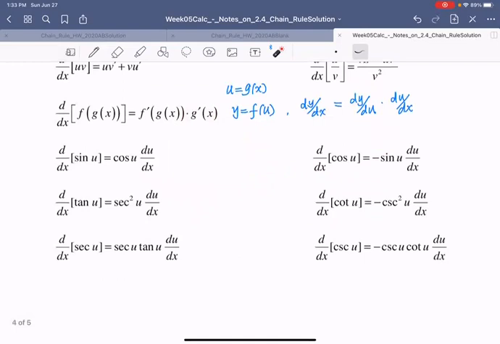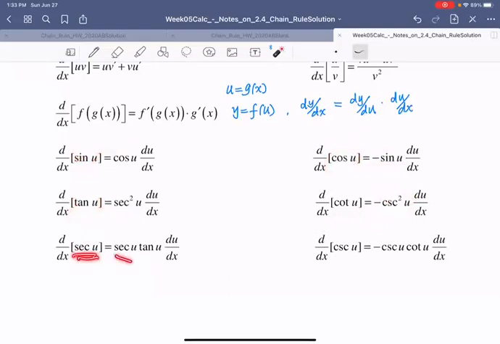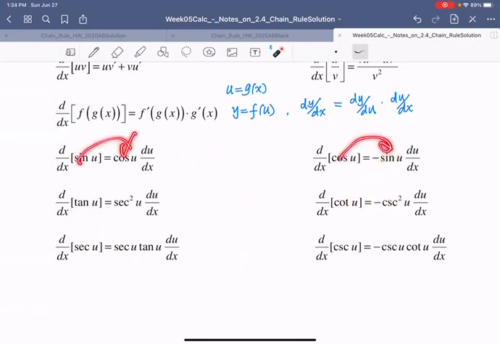We also talk about the trigonometry derivative. Sine derivative will be cosine. Cosine derivative will be negative sine. Tangent derivative is secant square. Cotangent will be negative cosecant square. Secant, you go to secant times tangent. Cosecant, you go to negative cosecant times cotangent. All of this, you need to know how those formulas come from. And you also need to remember it, okay?